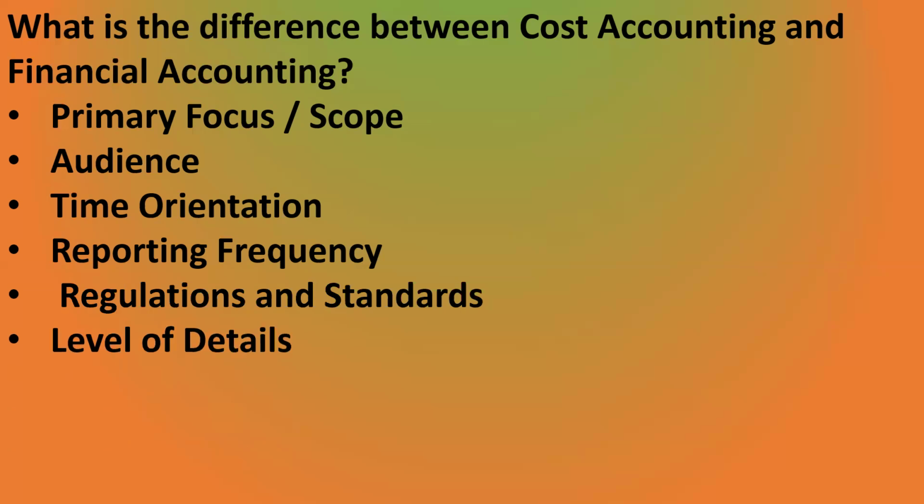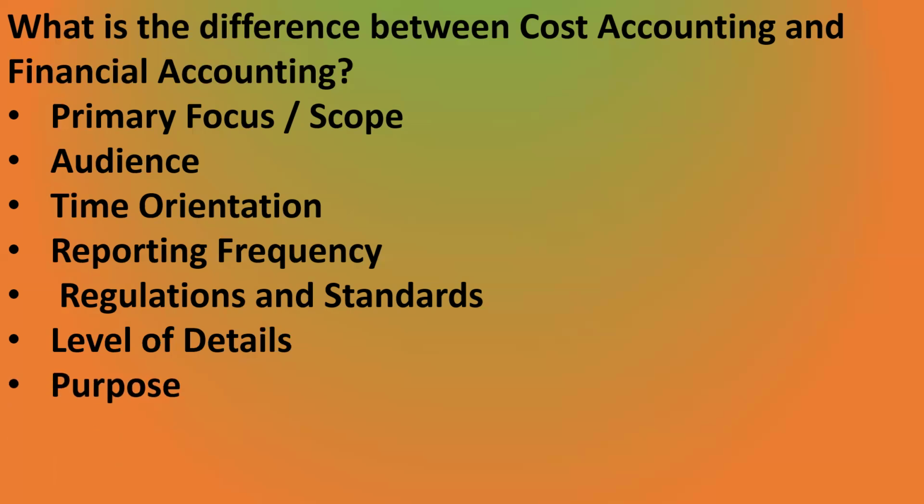Level of detail: cost accounting provides detailed, granular data about the cost of specific products, services, departments, or operations. Whereas we have just discussed that financial accounting summarizes the overall financial position, focusing on the broader picture of the organization, whereas cost accounting is for specific products, departments, or operations.